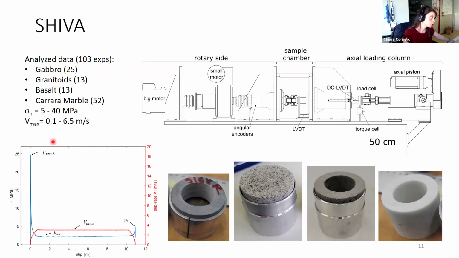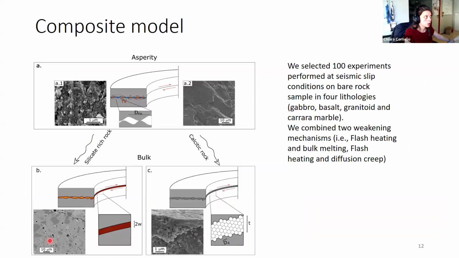The experiments that we chose have a range of normal stress between 5 and 40 MPa, and the maximum imposed slip velocity from 0.1 to 6.5 meters per second. So we are always talking about co-seismic slip rates. And what we decided to do is to try to build a model in which two different dynamic weakening mechanisms can occur.